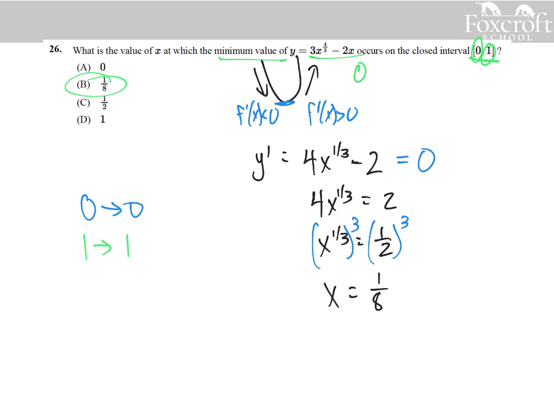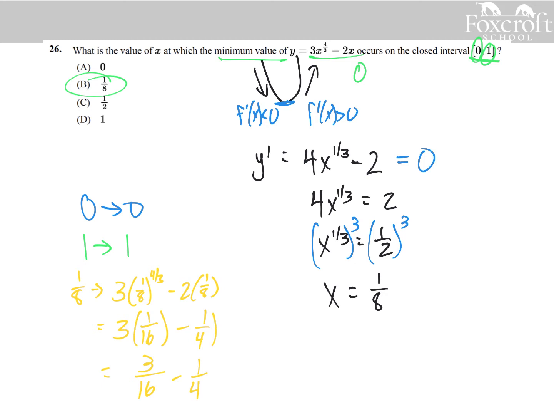If I plug in 1/8, I get 3 times 1/8 to the 4/3 minus 2 times 1/8. A little bit more simplifying to do here. 1/2 to the 4th is 1/16, minus 1/4. And 3/16 minus 4/16 is negative 1/16.